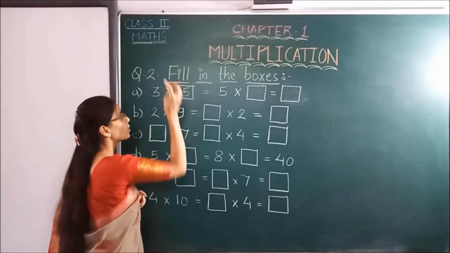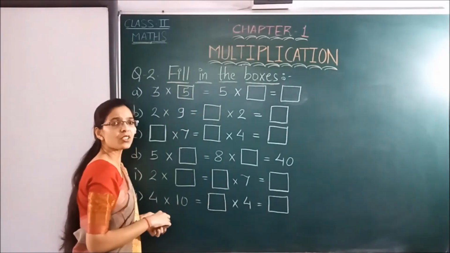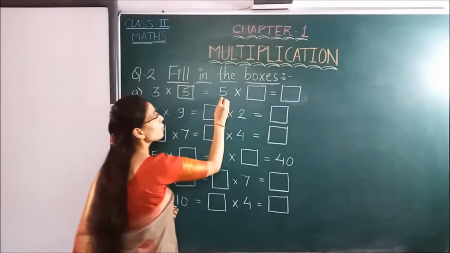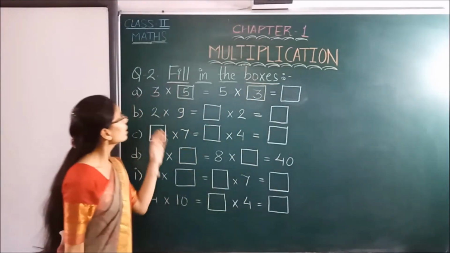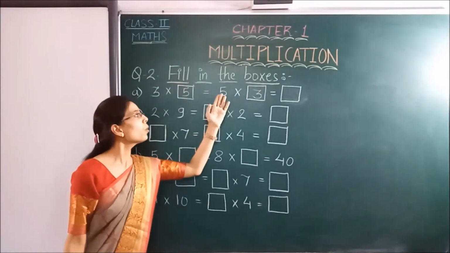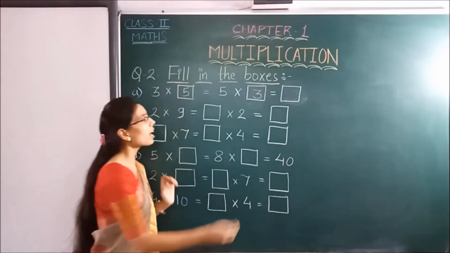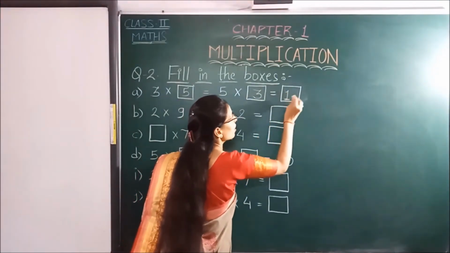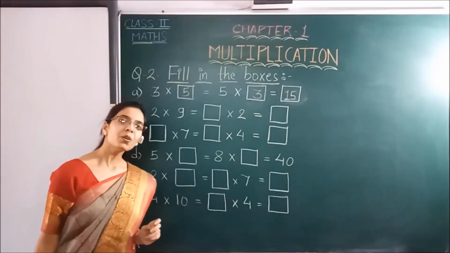5. Very good. Okay. So here order is changed only. Yes. So 5 multiplied by 3. We will write here 3. 3 multiplied by 5 is equal to 5 multiplied by 3. So 3 5s are 15 or 5 3s are also 15.